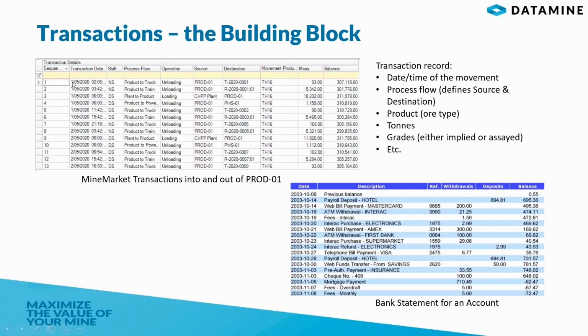Each line represents a transaction which incorporates the date and time of the movement, the process flow name, which defines the source and destination stockpiles, the type of the materials being moved, the tons, and the grades, etc. Look how similar it is to the screen capture on the right-hand side here, which represents a bank statement for a particular account. Here you have the date and the time, the nature of the transaction, the deposit, the withdrawal. Very similar concept, and a very sound model.